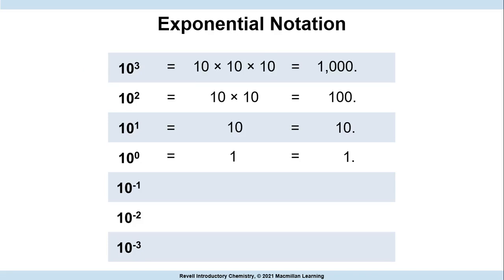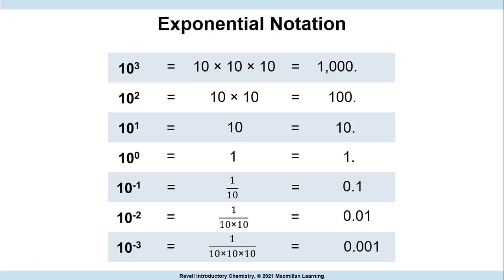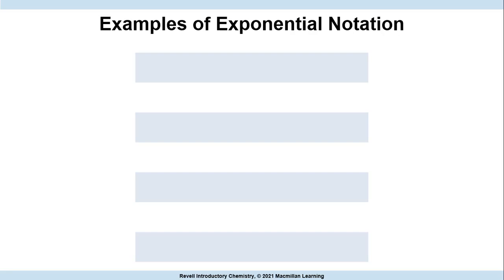So if we have 10 raised to the power minus 1, that is the same as 1 divided by 10 and is equal to 0.1. If you have 10 raised to the power minus 2, it is the same as 1 divided by 10 times 10, which is 0.01. And if we have 10 raised to the power minus 3, it is the same as 1 divided by 10 times 10 times 10, which is 0.001.